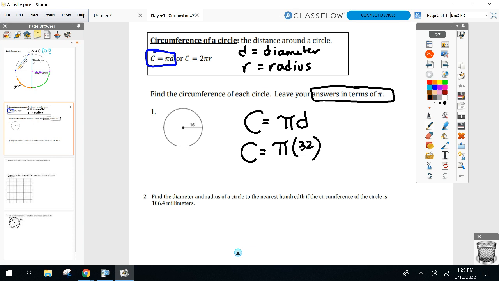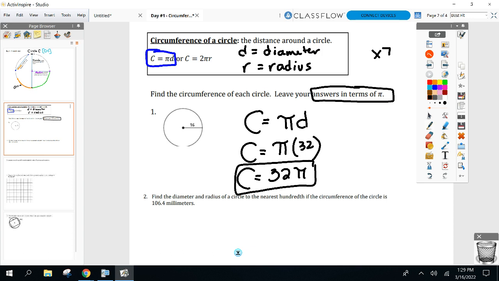32. Now, technically, could you leave it like that? You could. How many of you write x7 and not 7x? Anybody write x7? I don't. So I would appreciate it if you just changed the order there and wrote it as 32 pi. And then that answer is in terms of pi because there's pi in my answer.